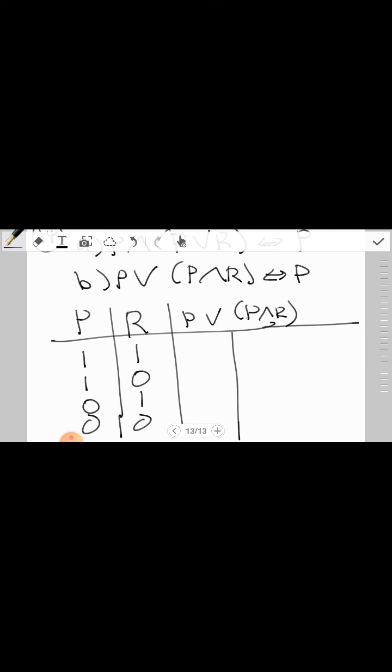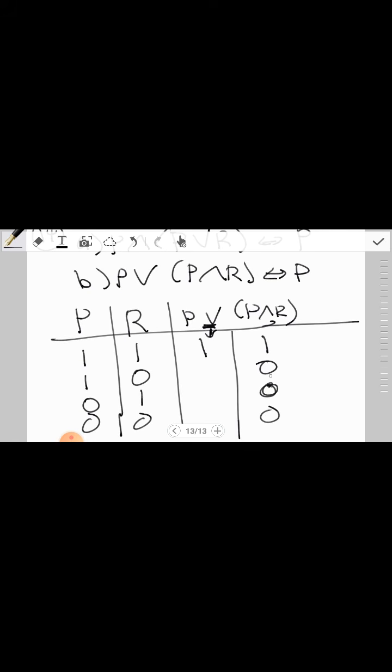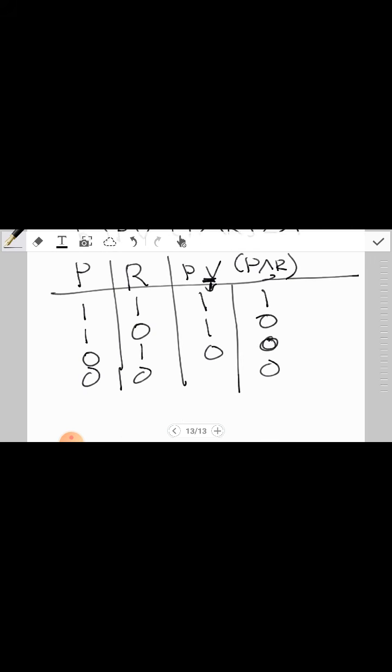On the left side, we have P or (P and R). P and R: both must be true. The rest are false, because this will only be true if both P and R are true. And then we consider P for the OR. What's your P? True. True or true? True. True or false? Still true. False or false? False. False or false? False.